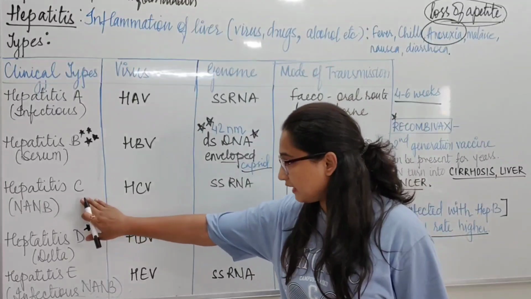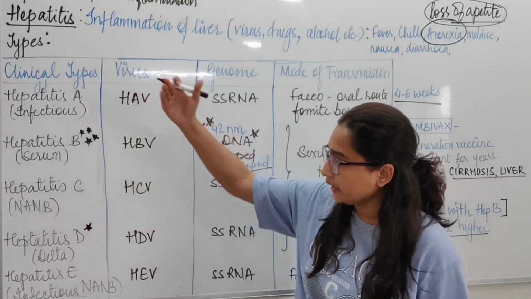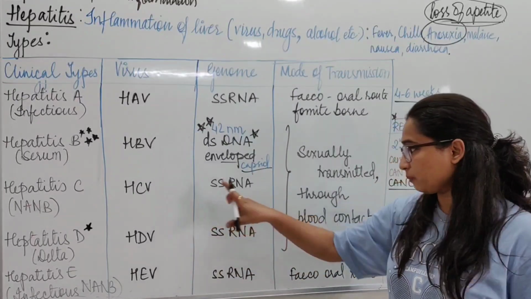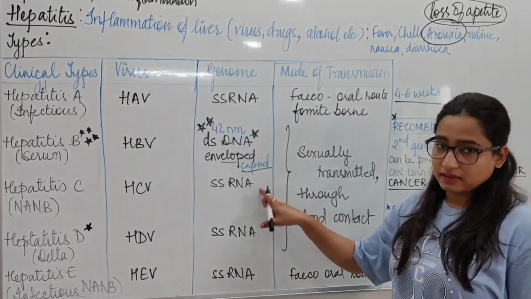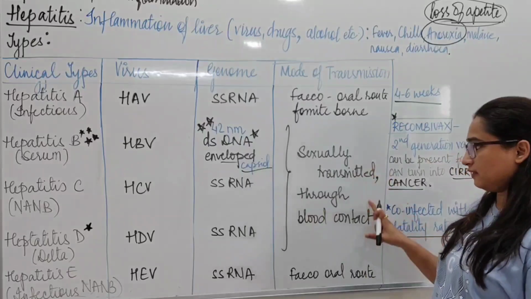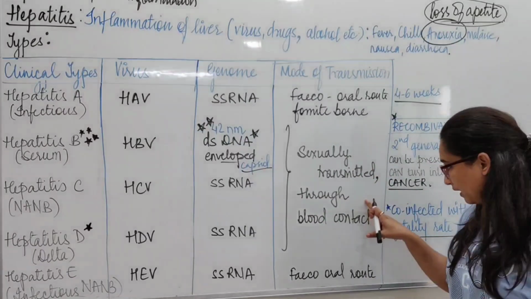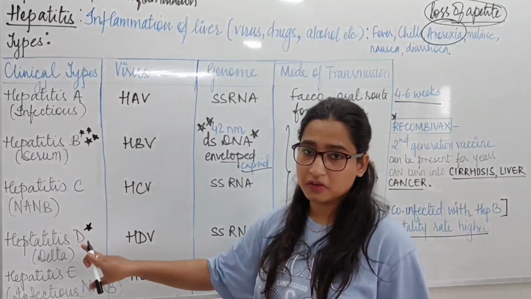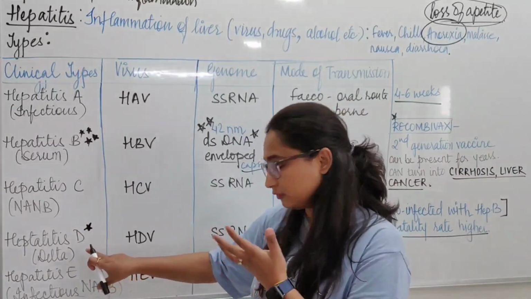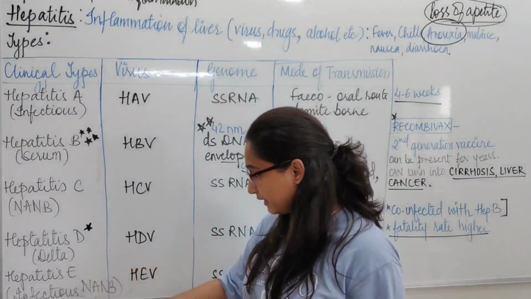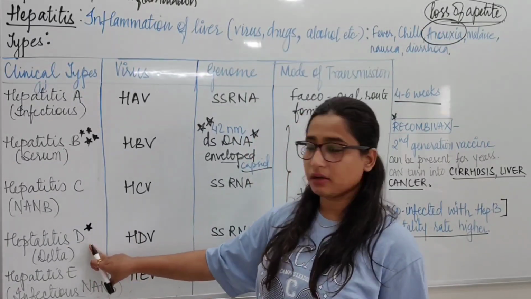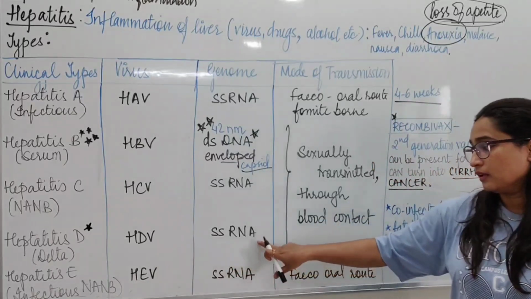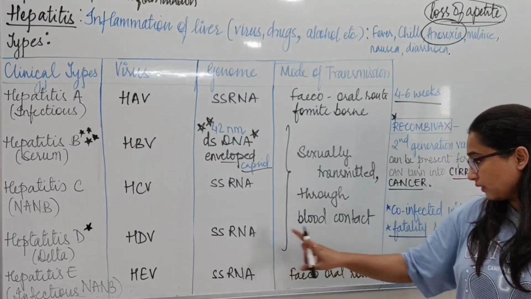Coming to hepatitis C, it is called non-A and non-B hepatitis, caused by hepatitis C virus. Again, single-stranded RNA, transmitted by sexual transmission or through blood transfusions, right? Coming to hepatitis D, the fatality rate is higher, so this is one deadly disease. It is called delta hepatitis, caused by hepatitis D virus. Single-stranded RNA, as you know.